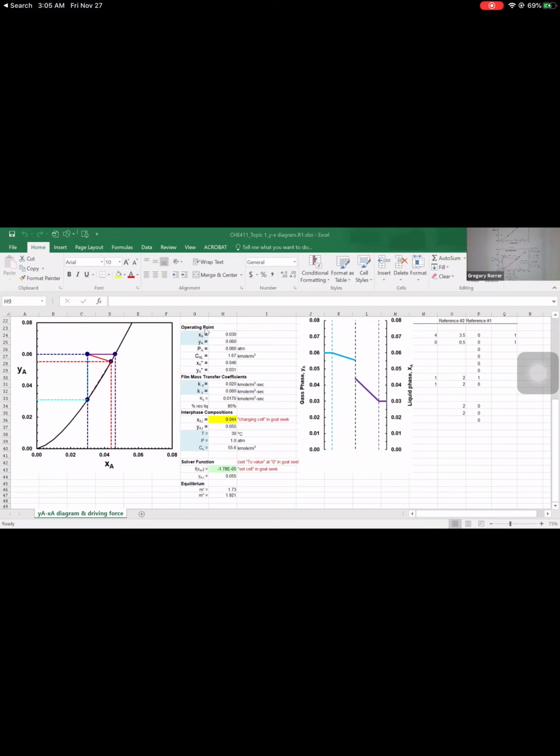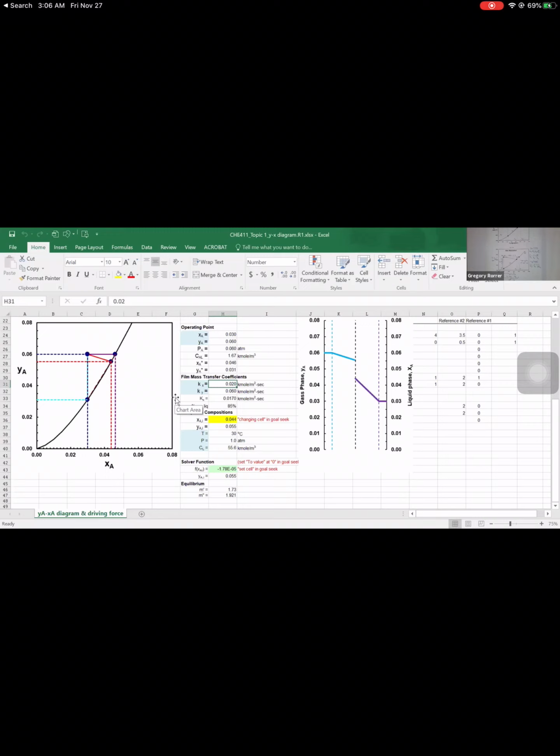So what we have right here is the XY diagram, and then on the left and on the right, we can see the actual driving forces in the gas film in light blue and the liquid film in purple. And so, for example, if we changed the mass transfer coefficient, we'd imagine that we would change the slope of this little red line here that connects the two, and then we can watch all the compositions change. So let's just see what happens.